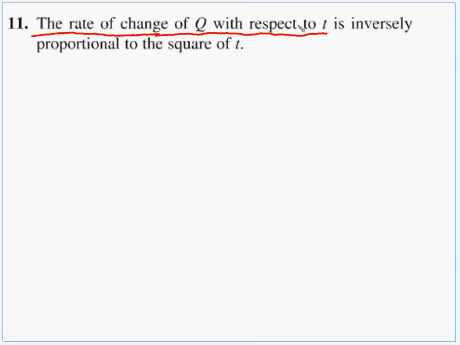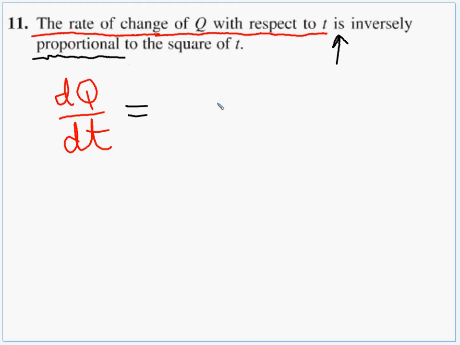So rate of change of q with respect to t, dq dt, is, translates to equals. Inversely proportional. Okay, let's just think about the proportional part. That means we're going to multiply whatever's over here by some constant of proportionality, k. Now, when it says inversely, remember that means we sort of flip it over. So if it was proportional to the square of t, we would multiply this by t squared. But since it's inversely proportional, it's going to be 1 over t squared.